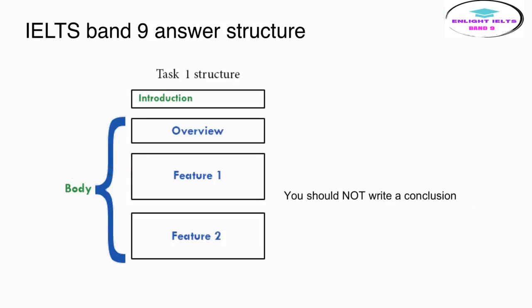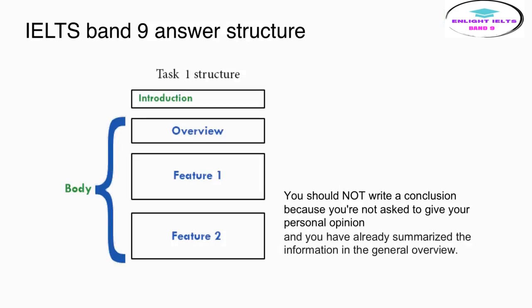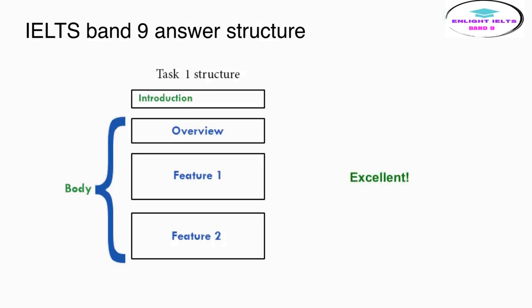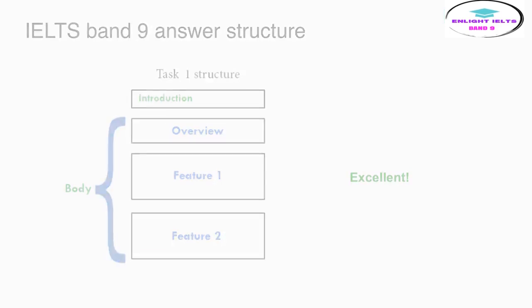You should not write a conclusion in Task 1 because you are not asked to give your personal opinion, and you have already summarized the information in the general overview. Excellent! Now you know the answering strategy, so let's start writing our Band 9 answer.